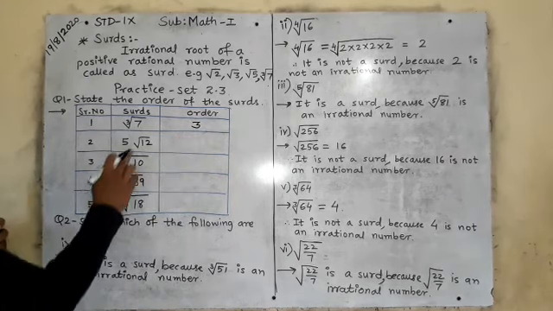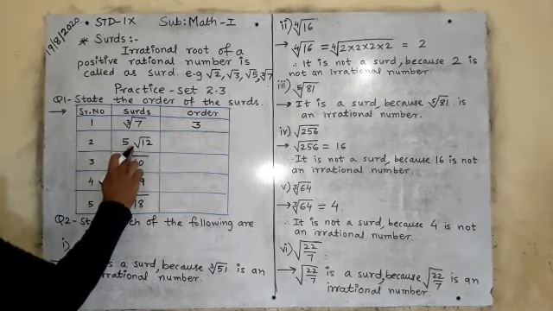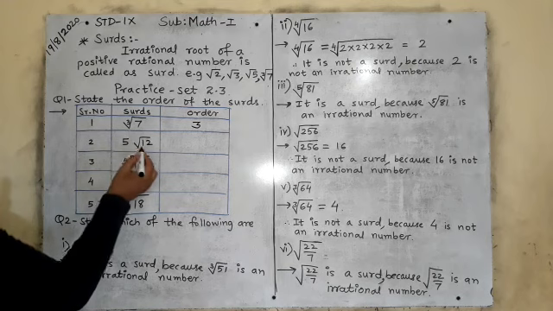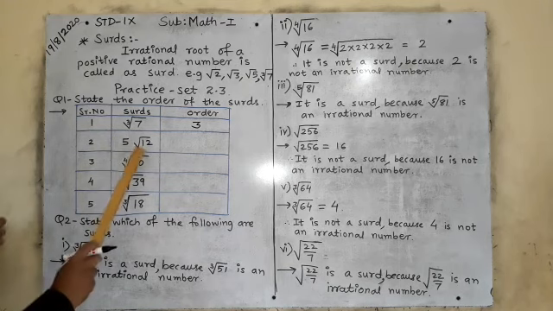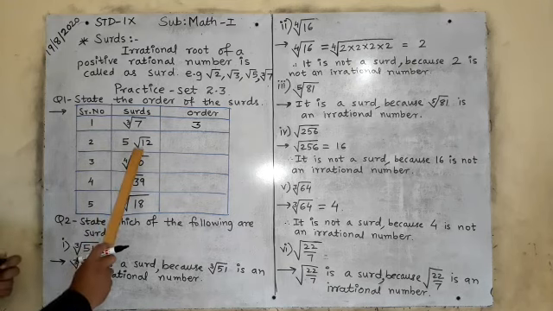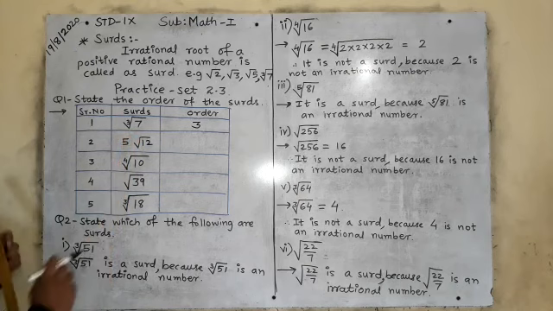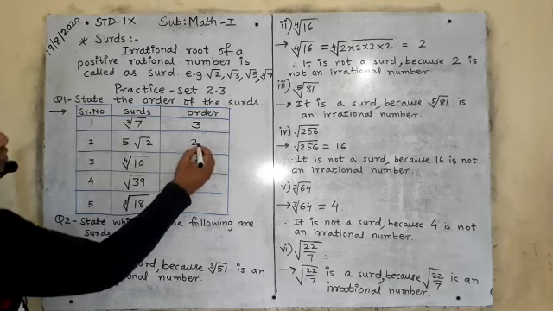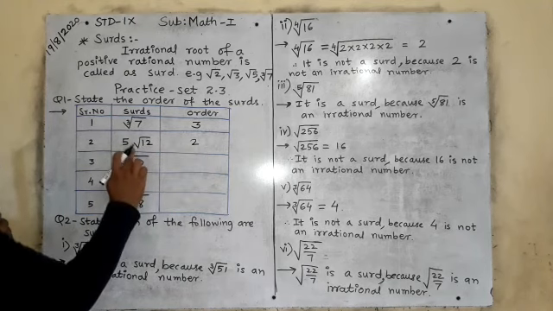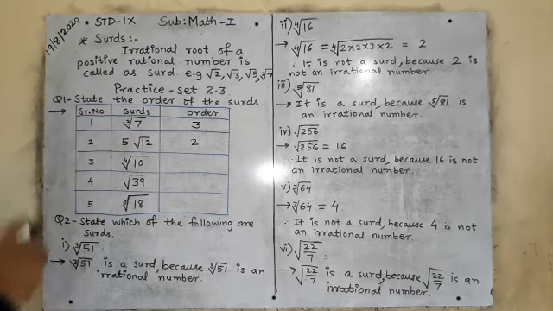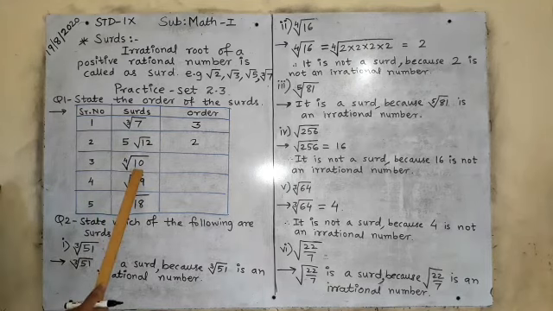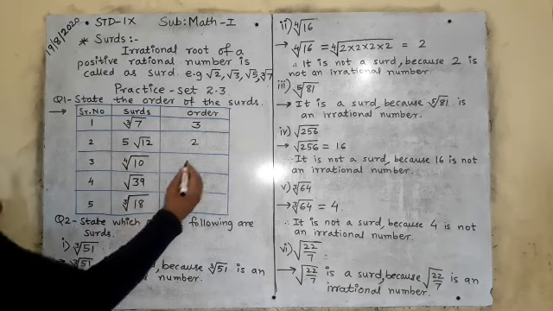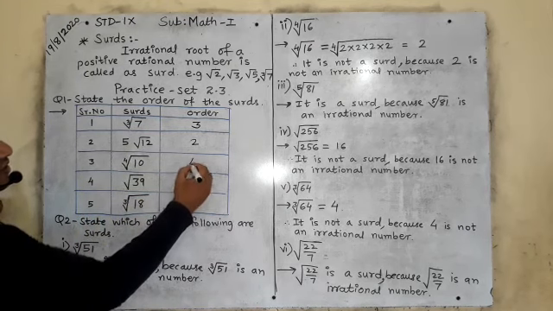Now see here, this is 5 multiplied by square root 12. What do we read here? Square root 12. So square means 2, right? The order here, nothing is written. It means it is 2. Why? Because we read this number as square root 12. Square means 2. Now listen here, what is this surd? The order of this surd is 4, because 4 is written over there. See, the order is 4.